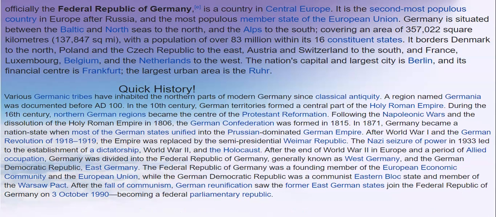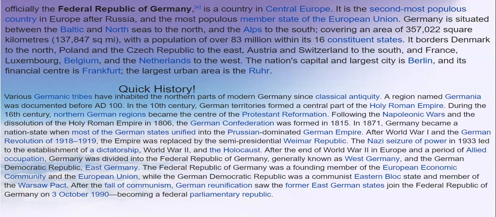Quick history. Various Germanic tribes have inhabited the northern parts of modern Germany since classical antiquity. A region named Germania was documented before 100 AD. In the 10th century, German territories formed a central part of the Holy Roman Empire. During the 16th century, northern German regions became the center of the Protestant Reformation. Following the Napoleonic Wars and the dissolution of the Holy Roman Empire in 1806, the German Confederation was formed in 1815.